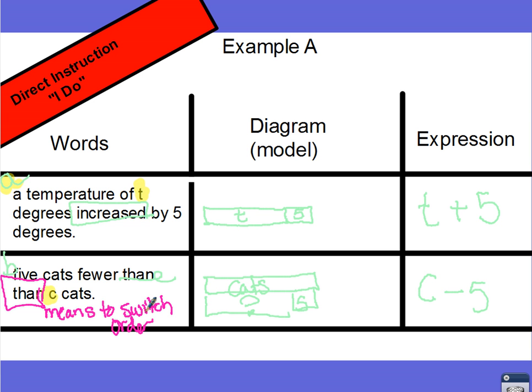Okay? So in my sentence it says 5 fewer C. But the word than means I have to change it around, C minus 5, which is what I have in my expression. Okay. I know this is going to be trouble for some of you, but yes, you must write exactly what I have here.